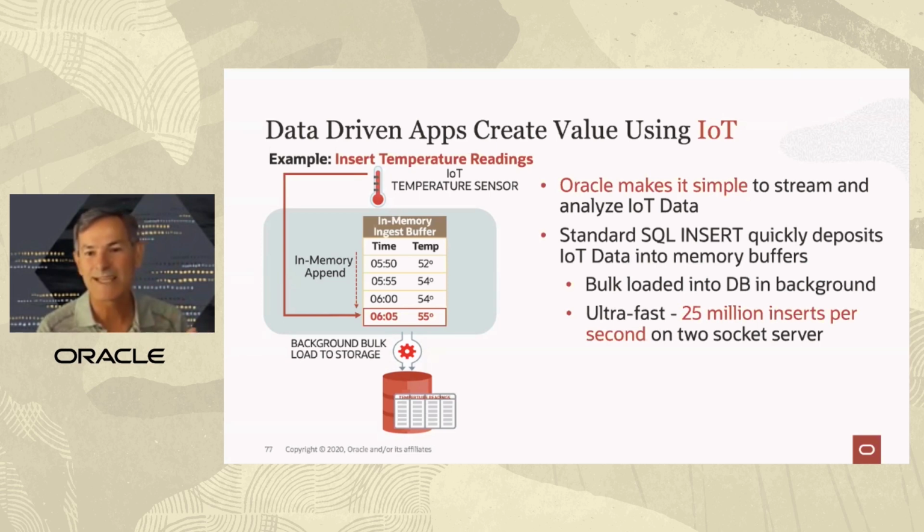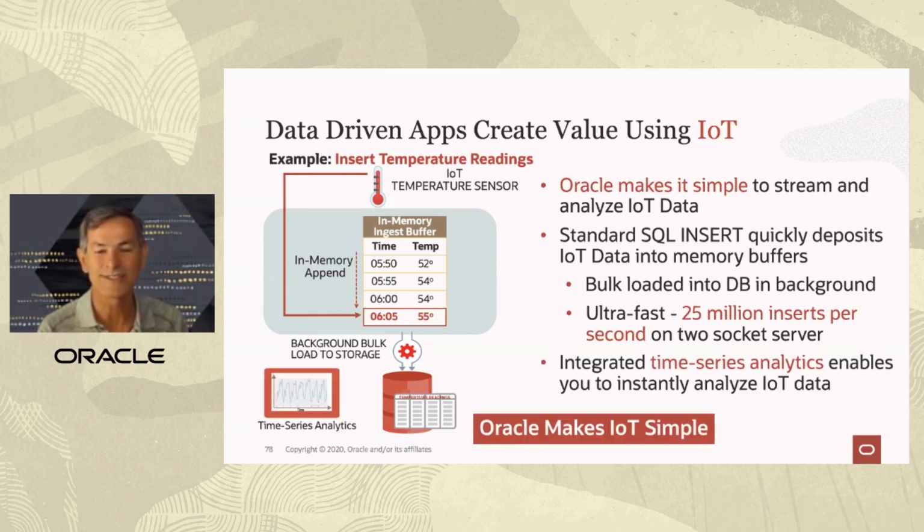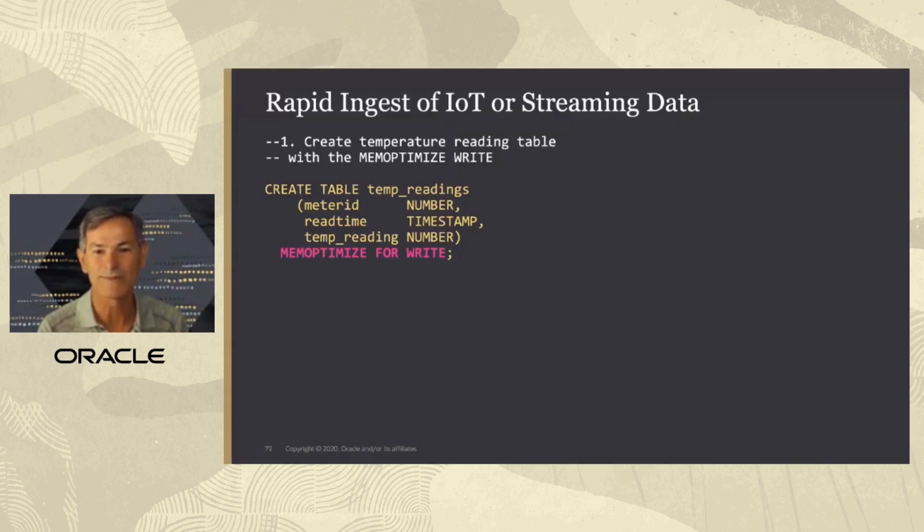And then we have a background process that bulk loads this IoT data into the database in the background. What this means is you get ultra-fast IoT technology for inserts. So we can insert over 25 million elements of IoT data on a 2-socket server using this technology. And you can then analyze the IoT data using the time series analytics that's built into the Oracle database. So using these technologies, it makes it super simple to develop an IoT application on top of the Oracle database.